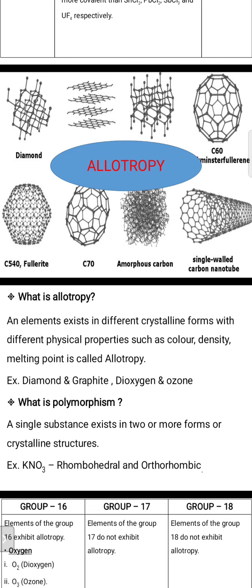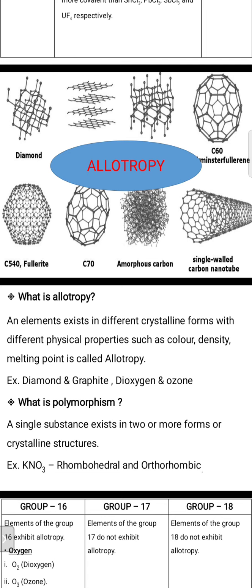Allotropy is that in which an element exists in different crystalline forms with different physical properties like color, density, melting point, is called allotropy. As per this concept, we'll proceed to their examples. In the diagram also you can see diamond, graphite, dioxygen and ozone. These are the allotropes, examples of allotropy.